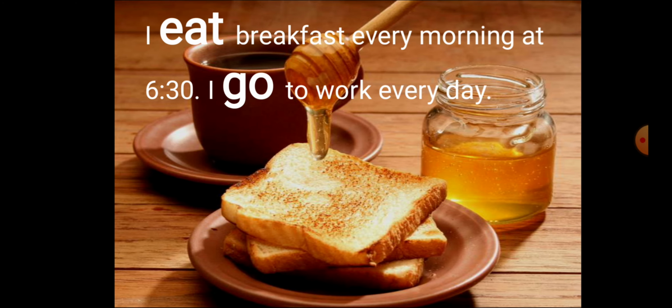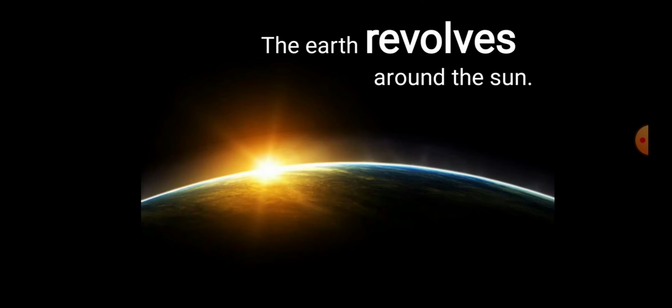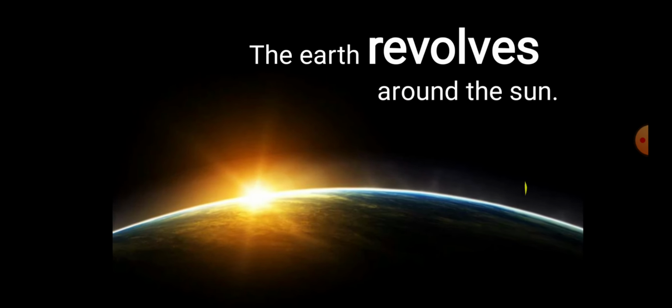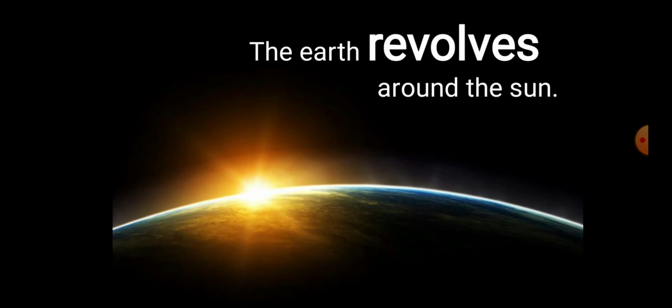So this is the example of simple present tense. Now see the second one. The earth revolves around the sun.